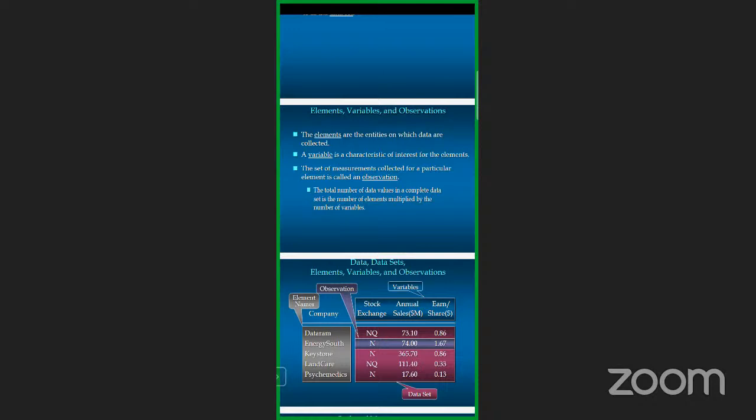So the elements are nothing but the companies in that data, like energy source, keystone, and so on. The company names, those are all the organizations which we are selecting. In that, the individual term, whichever we require, is a variable. What we are observing in the stock exchange market, we are observing what is going on in the market for a particular company in that particular share. So that is an observation.